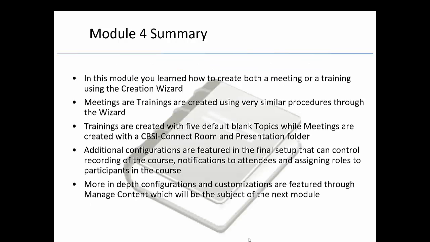Module 4 Summary. In Module 4, you learned how to create both a meeting or a training using the Creation Wizard. Meetings and trainings are created using very similar procedures through the wizard. Trainings are created with 5 default blank topics, while meetings are created with the CBSI-Connect room, a presentation folder, and a discussion forum. Additional configurations are featured in the final setup that can control recording of the course, notifications to attendees, and assigning roles to participants in the course. More in-depth configurations and customizations are featured through Manage Content. This will be the subject of the next module, Module 5.